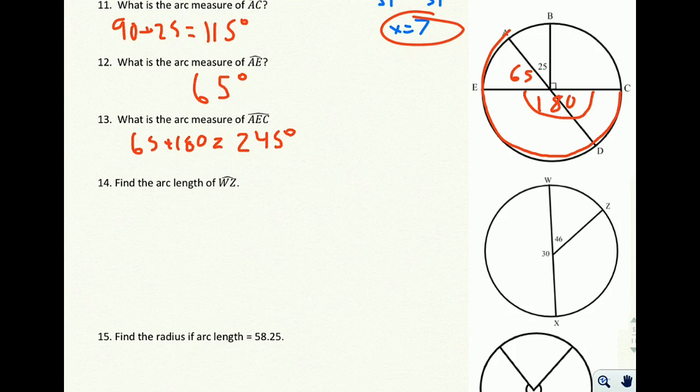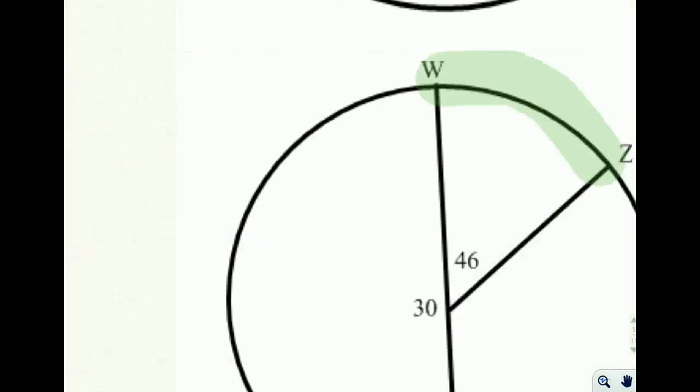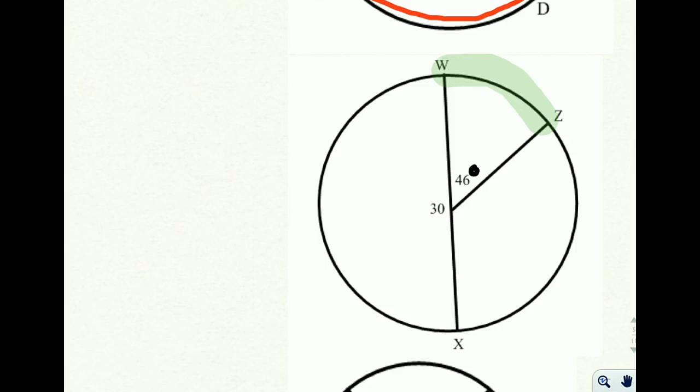Next part, it says find the arc length of WZ. Now this time it is different than the arc measure. The length is a distance, the measure is just an angle. So we want to know how long WZ is. To clarify on our picture here, let's clean this up. This 46 is referring to degrees, so put a degree symbol. And then the 30 is referring to a diameter. It is the distance from here all the way down to there. So 46 degrees, distance of 30.